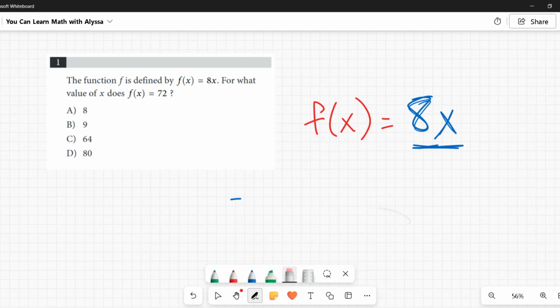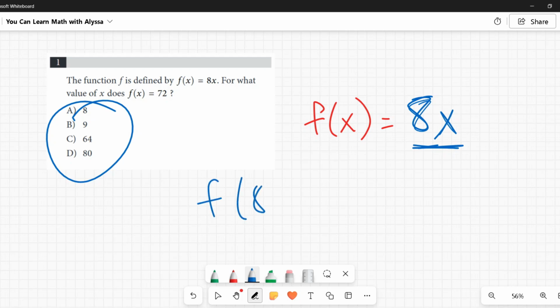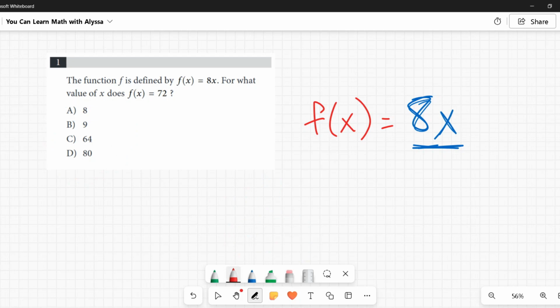So what they're asking is, f of which of these numbers equals 72? Is it f of 8? Is it f of 9? F of 64? F of 80? And there's two ways that you can look at this. You can just say, okay, just go down the list.